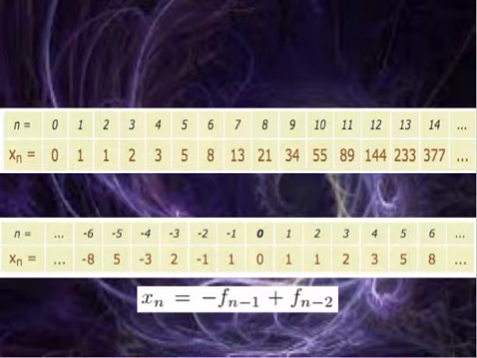Likewise, when n equals 4, x sub n equals 3, and when n equals 8, x sub n equals 21. Hence, every fourth Fibonacci number is a multiple of 3. And as you go down the line, you will see that the Fibonacci numbers do create different multiples.